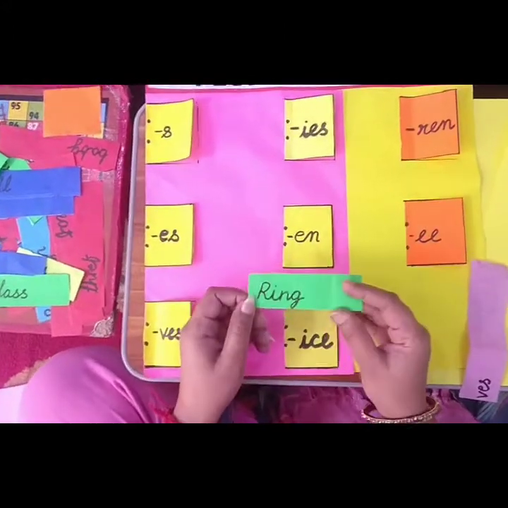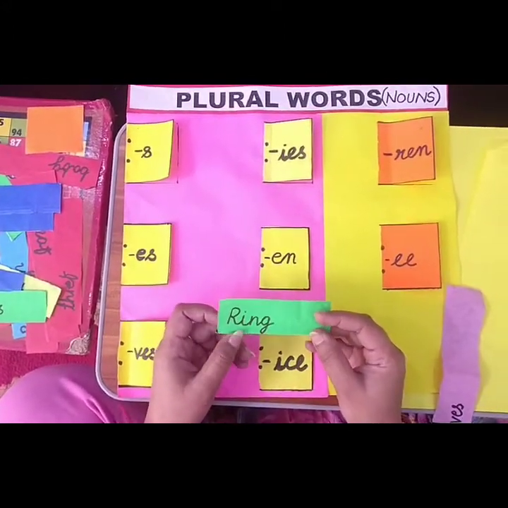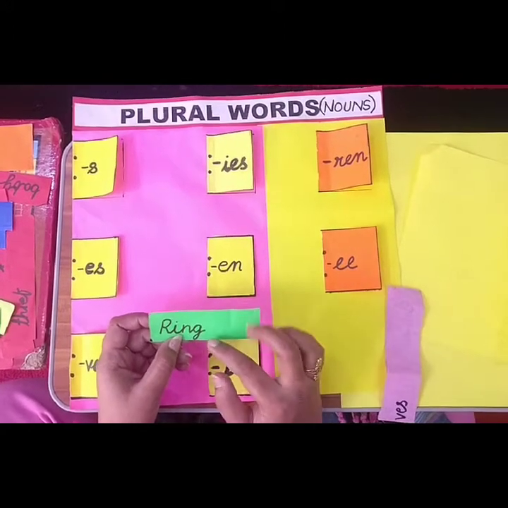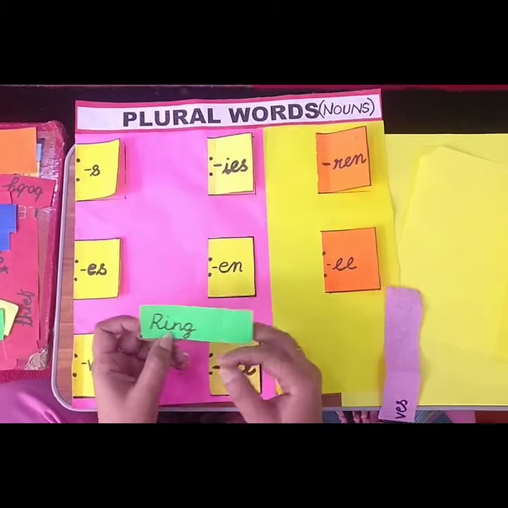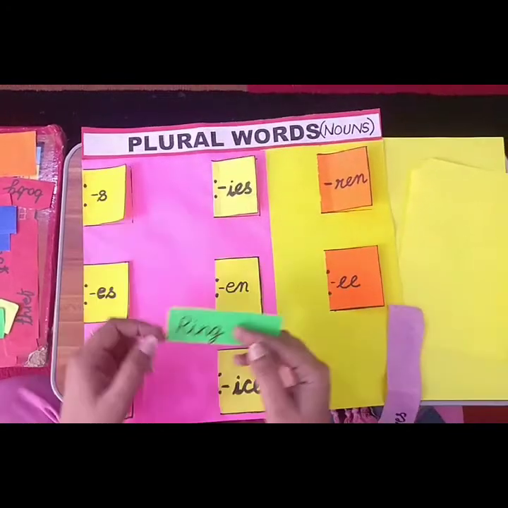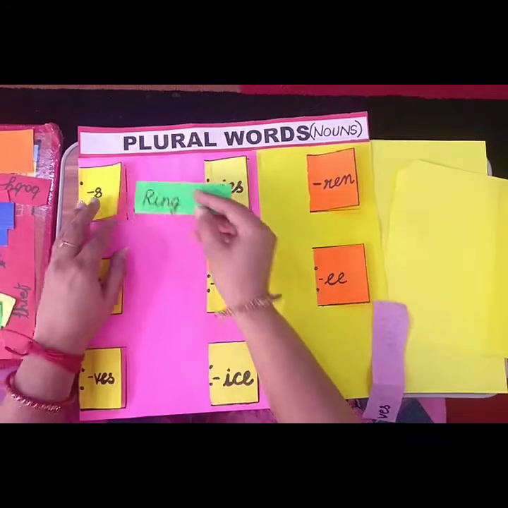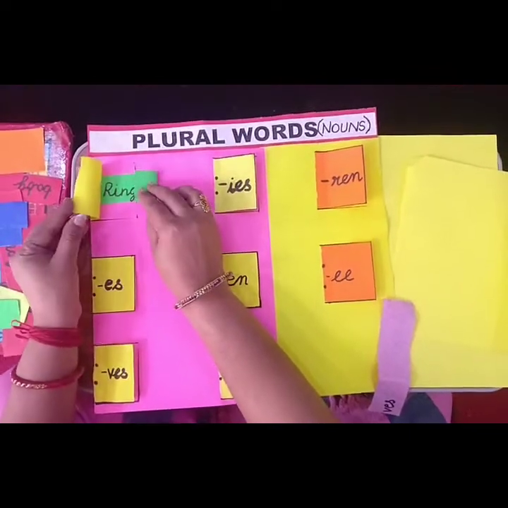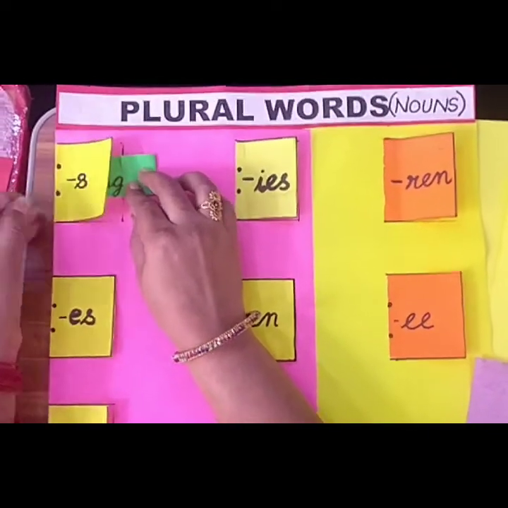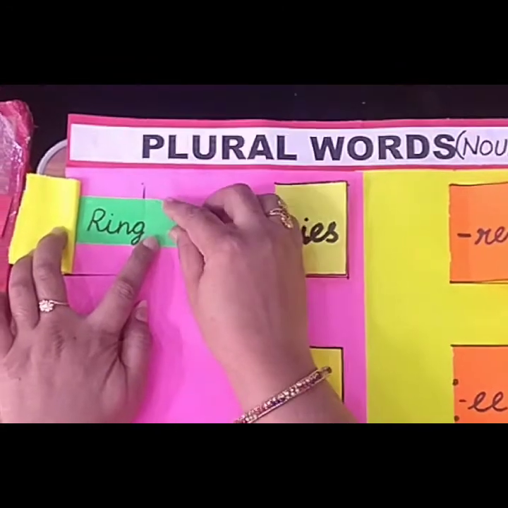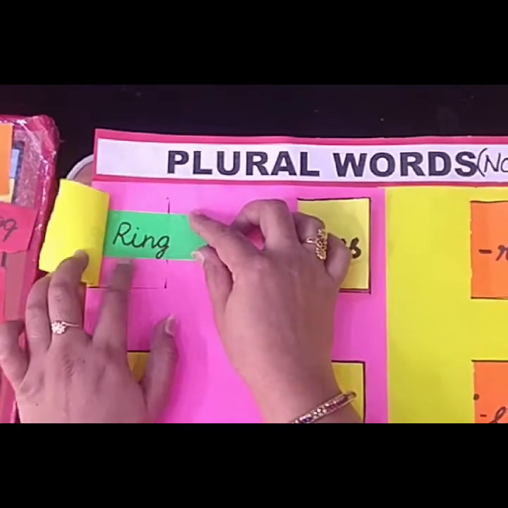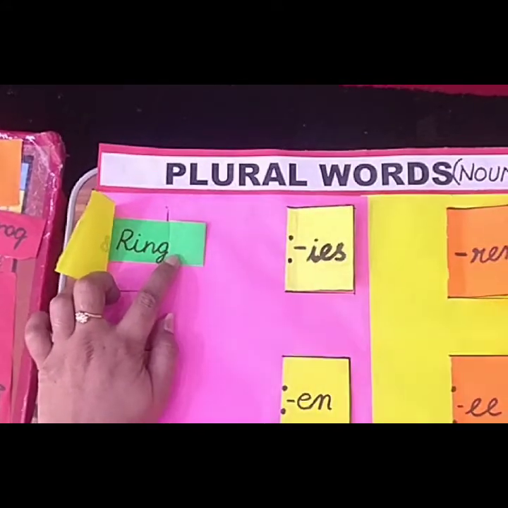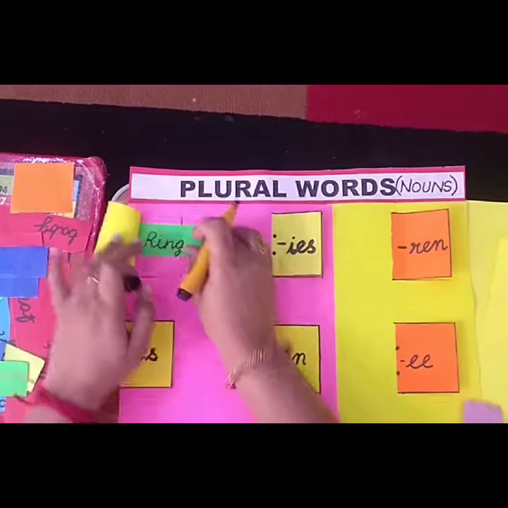Now where do I have to put the word ring? What is the plural of ring? The plural of ring is rings. So to make it rings, which suffix do I need? I need the suffix S. So I'll take that word ring, put it under suffix S, and then fold it like this. I'll fold it up to the place where I need to add the suffix. The word is ring, and when we add suffix S, I will write the suffix S here.